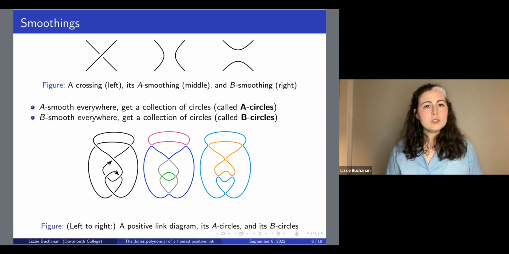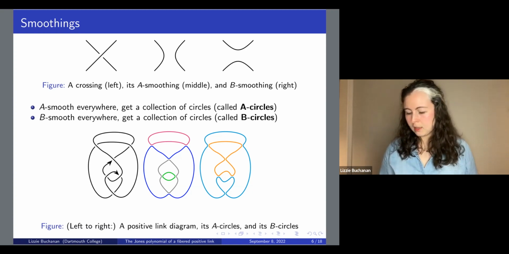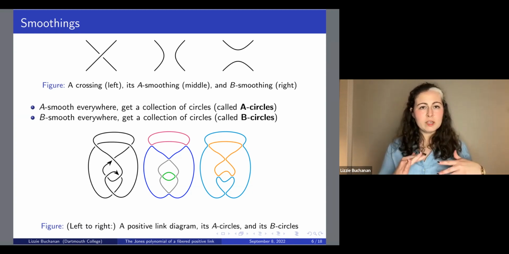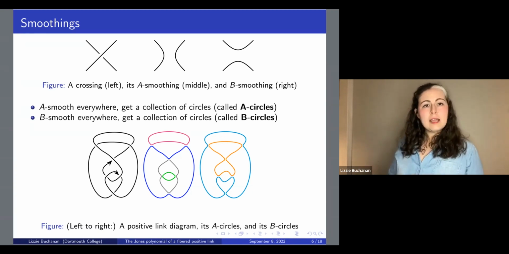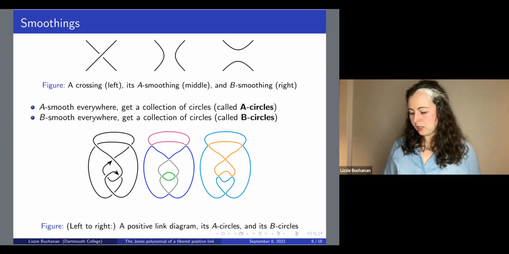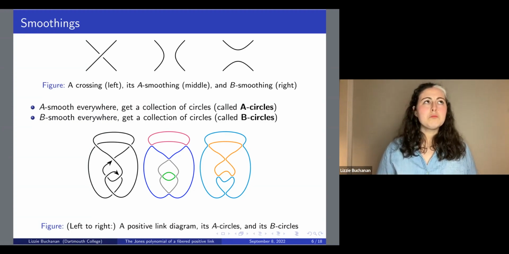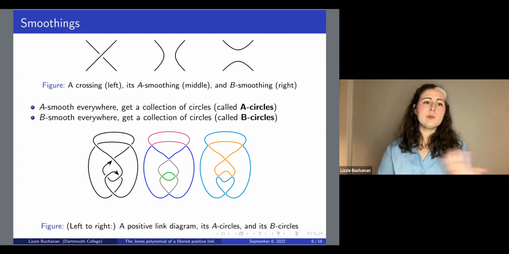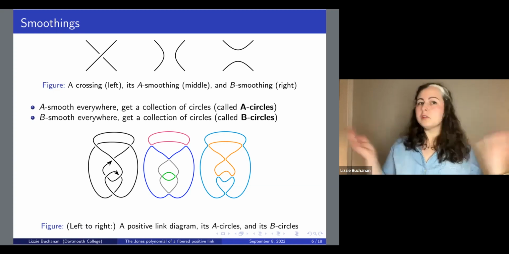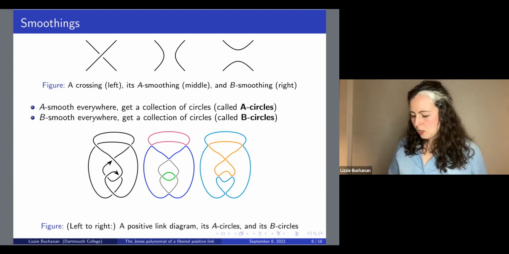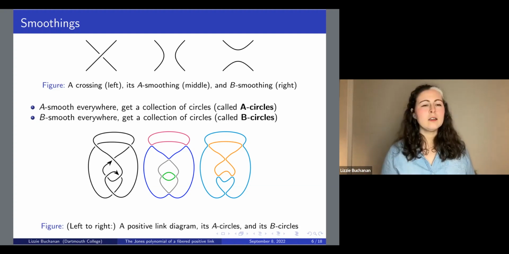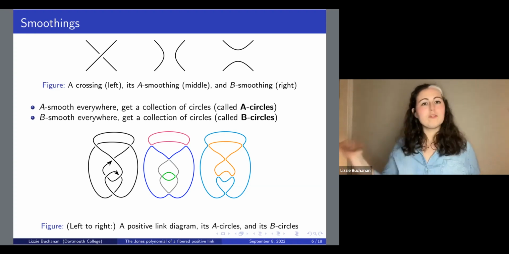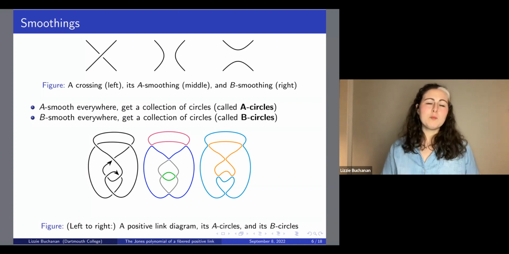And so what we can do is take a knot diagram, looking at the far left picture on the bottom, and if we performed A smoothings at every single crossing, we would end up with a collection of circles, shown in the middle picture. Since we got those circles by performing A smoothings, we're going to call those A circles. Similarly, if we had performed B smoothings everywhere, we're going to call those B circles. That's shown in the picture on the bottom. In particular, I also chose to use a positive link diagram because for the rest of the talk, we're going to be focusing on positive links.